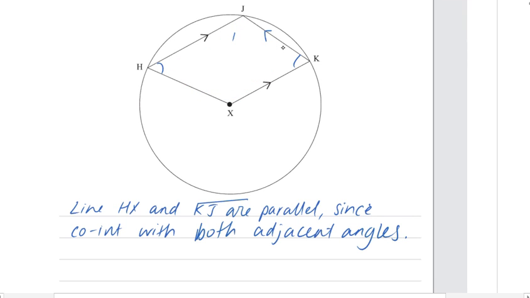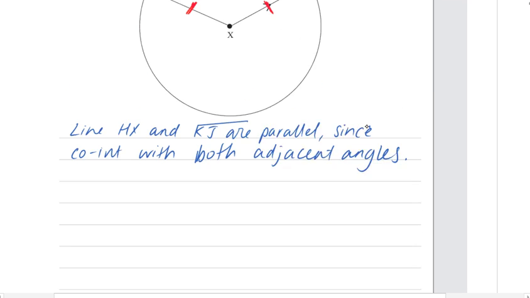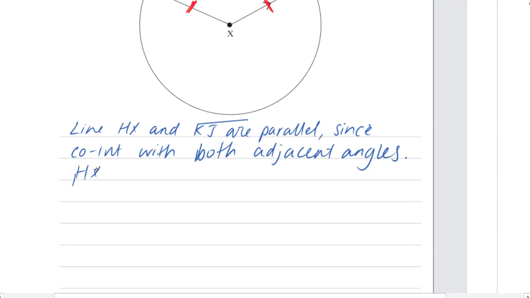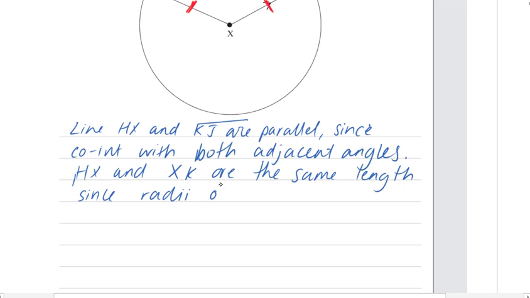Now the next thing that we want to talk about is the sides all being the same length. So I can definitely tell that this side and this side are the same length. Why is that? Because they go from the centre point to the radius. So they're both the radius of the circle. So we can say that HX and XK are the same length, since they're radii of the circle.